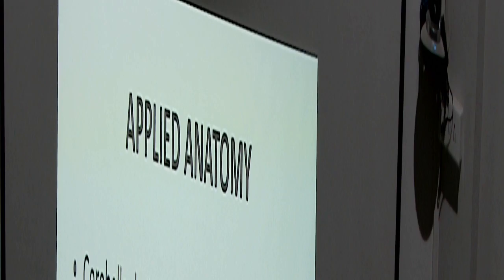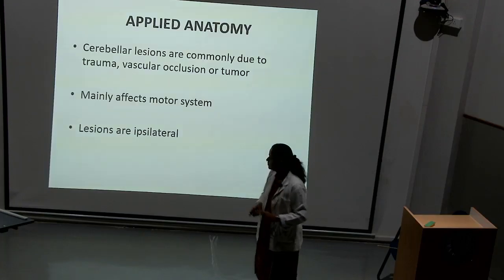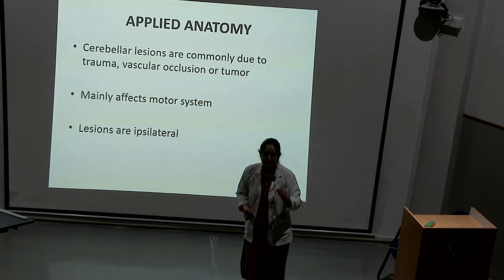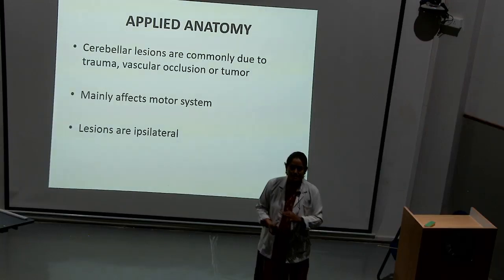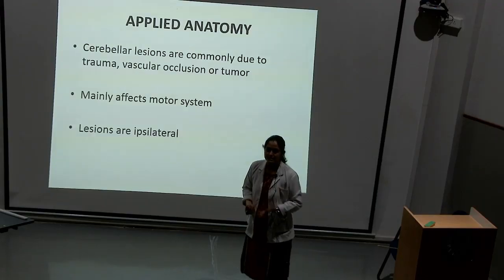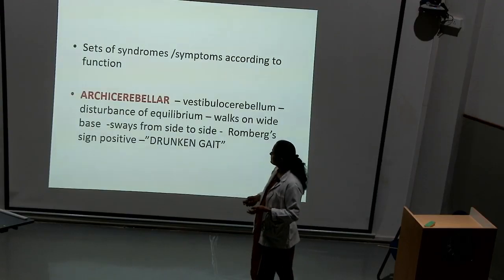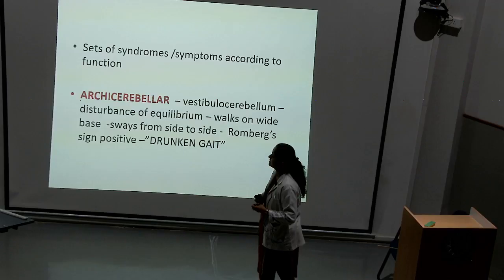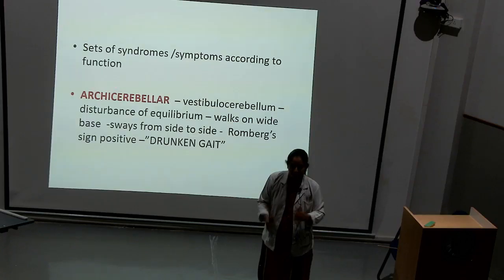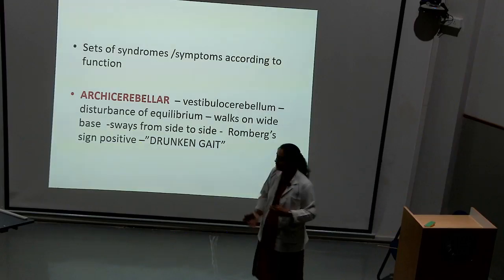This is mainly going to affect your motor system. And since there is double crossing of fibers, the lesions are ipsilateral. That means if the cerebellum on the right hemisphere is affected, you are going to see the signs and symptoms on the same side. So what are these signs and symptoms? You can correlate them according to the functions, which will make it easier for you to remember.